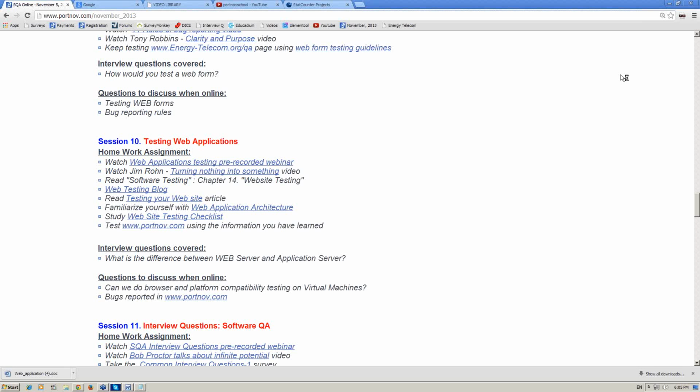We are on record in session 10 of our class, and that session is about testing web applications. And I would say in today's world, we do not spend that much time talking about web-based applications, because now we have mobile applications, and I would say here on campus in Silicon Valley, maybe 80% of our graduates would be testing mobile applications rather than web.